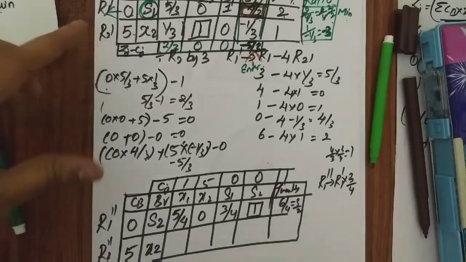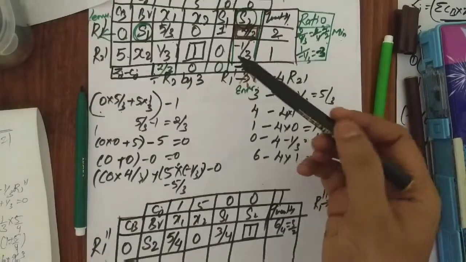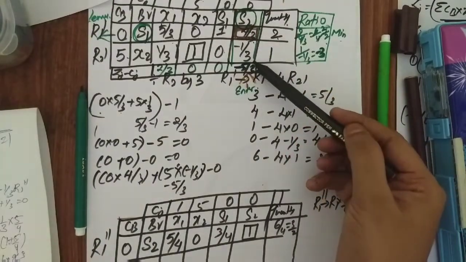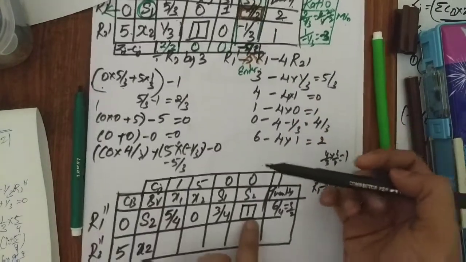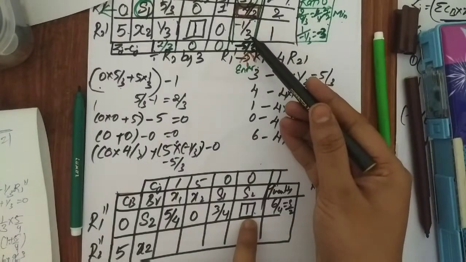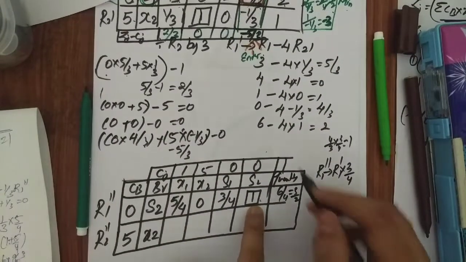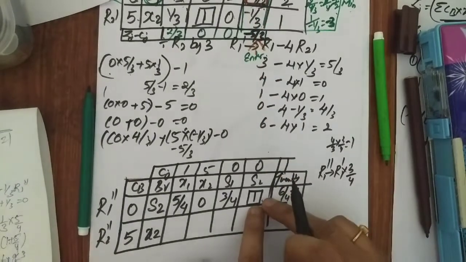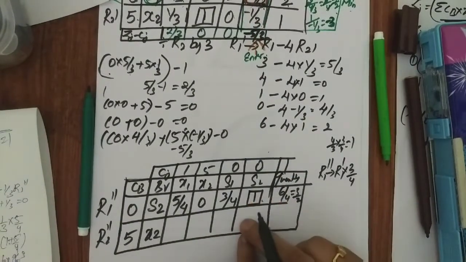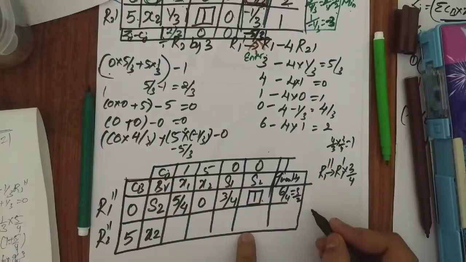to R1 to find R2 dash. That is our next step. So remember, below the pivotal, this has to be 0. So you see here we have 1, here we have minus 1 by 3. So you just multiply this and add it. So minus 1 by 3 plus 1 by 3, it will get cancelled and we'll get 0 here.